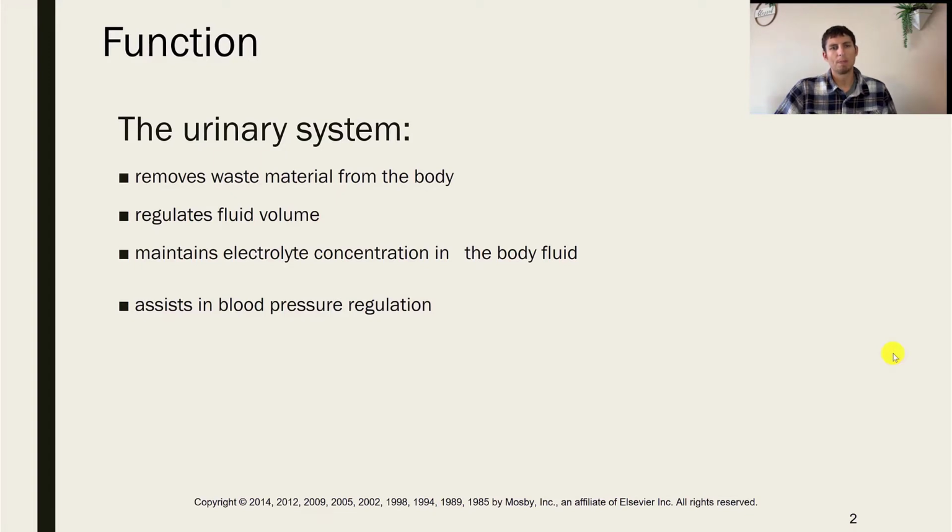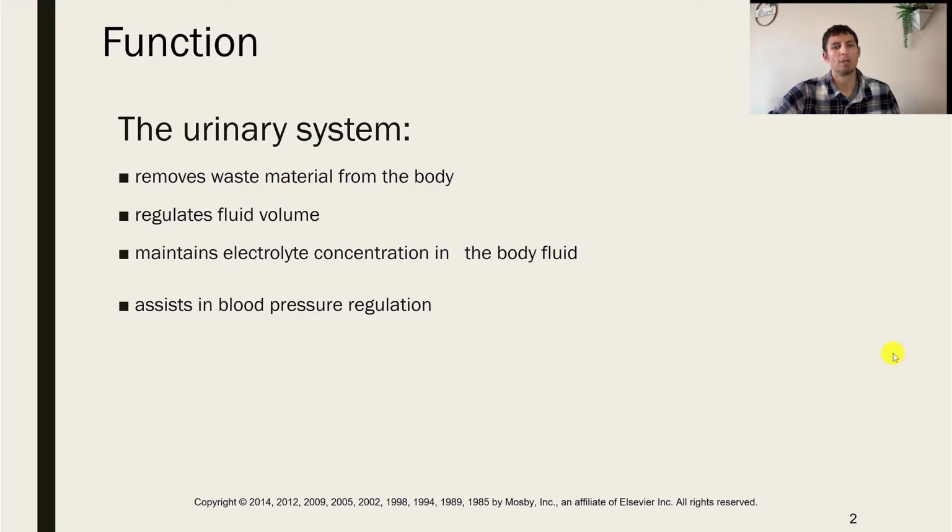The urinary system, as you can see here on the slides, of course, removes waste material from the body. So our kidneys are going to filter our blood, and then it's going to drain down into our bladder and then eventually out and be excreted from the body. And we'll look at that process in a little bit more detail. It's also responsible for regulating fluid volume in the body. So if someone is retaining fluid or dehydrated, either way, the urinary system is highly involved in doing that regulation.